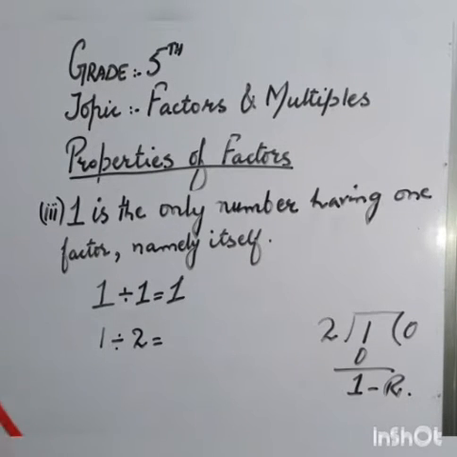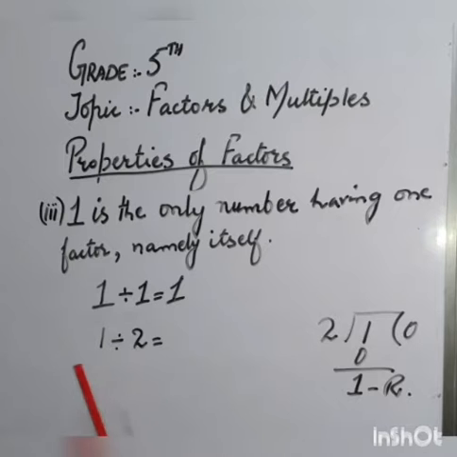Now students, third property is 1 is the only number having one factor, namely itself. 1 जो है इसका सिर्फ एक ही factor होता है और वो खुद है. For example, 1 divided by 1 is 1. 1 को 1 से exactly divide हो रहा है. That means we can say that 1 is a factor of 1.